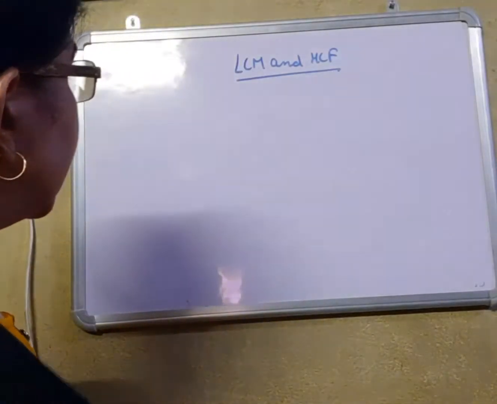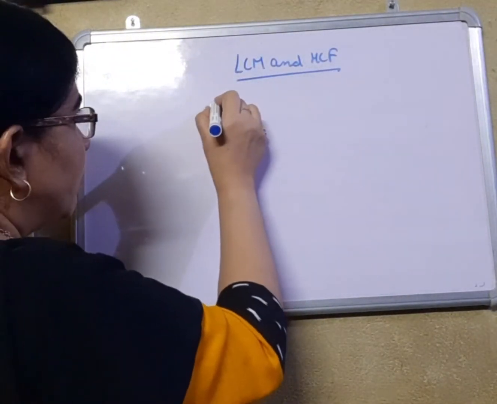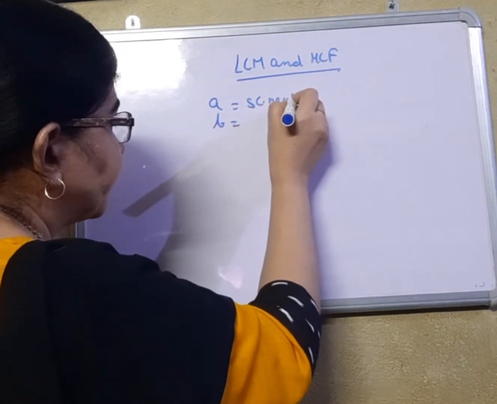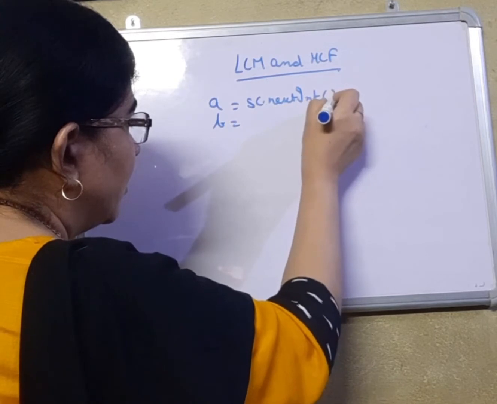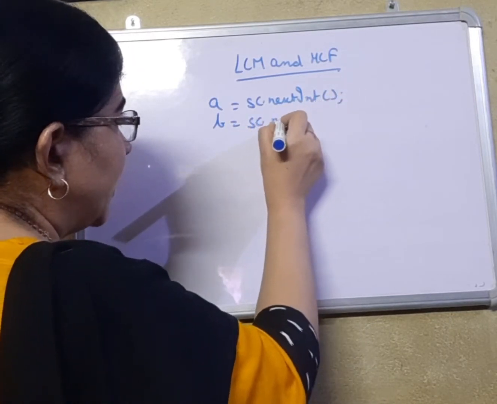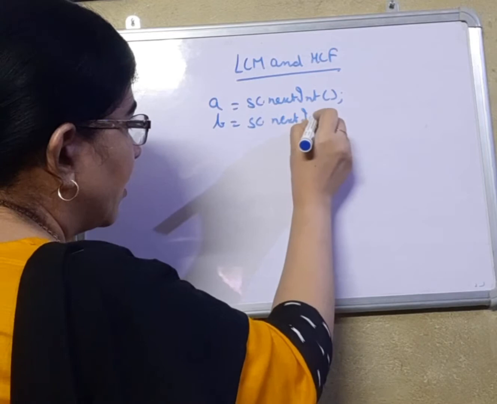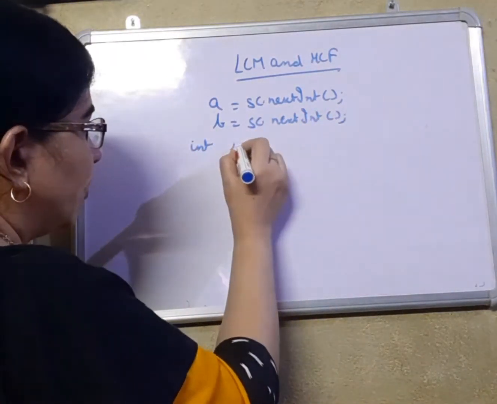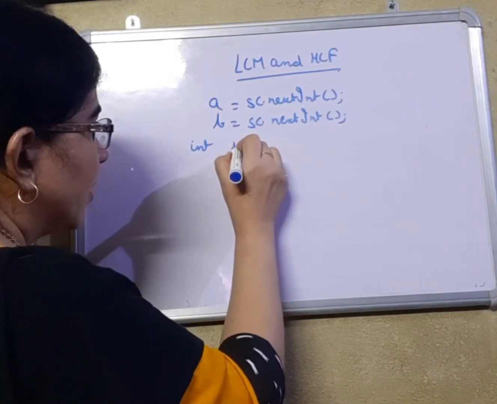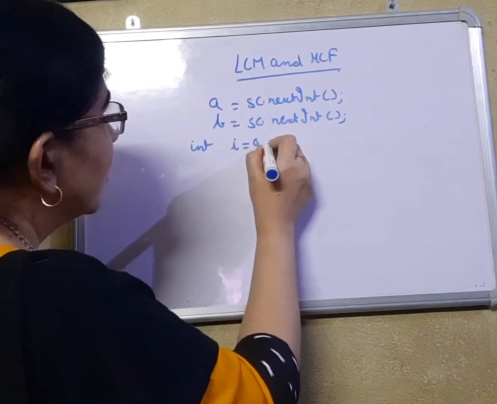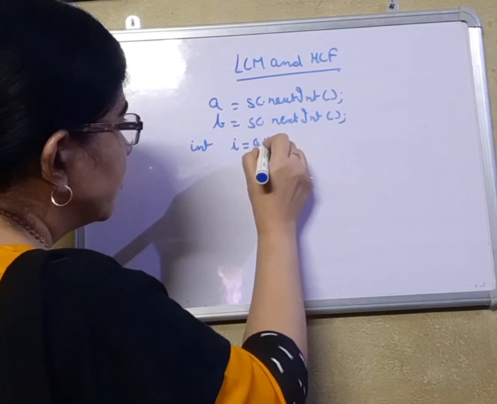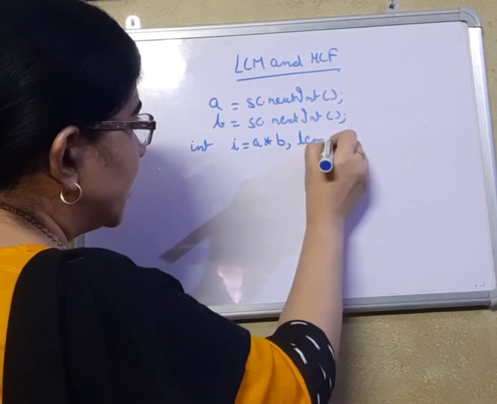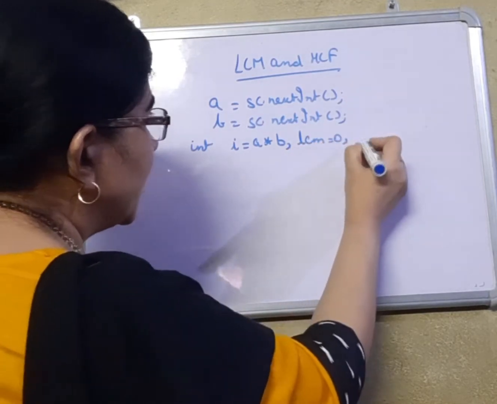So let's look. Suppose we are going to take two numbers from the user with Scanner, and we have to find out the LCM. So we are going to declare a variable like I, which is going to have A into B. Then a variable LCM, which is initialized with 0 initially.